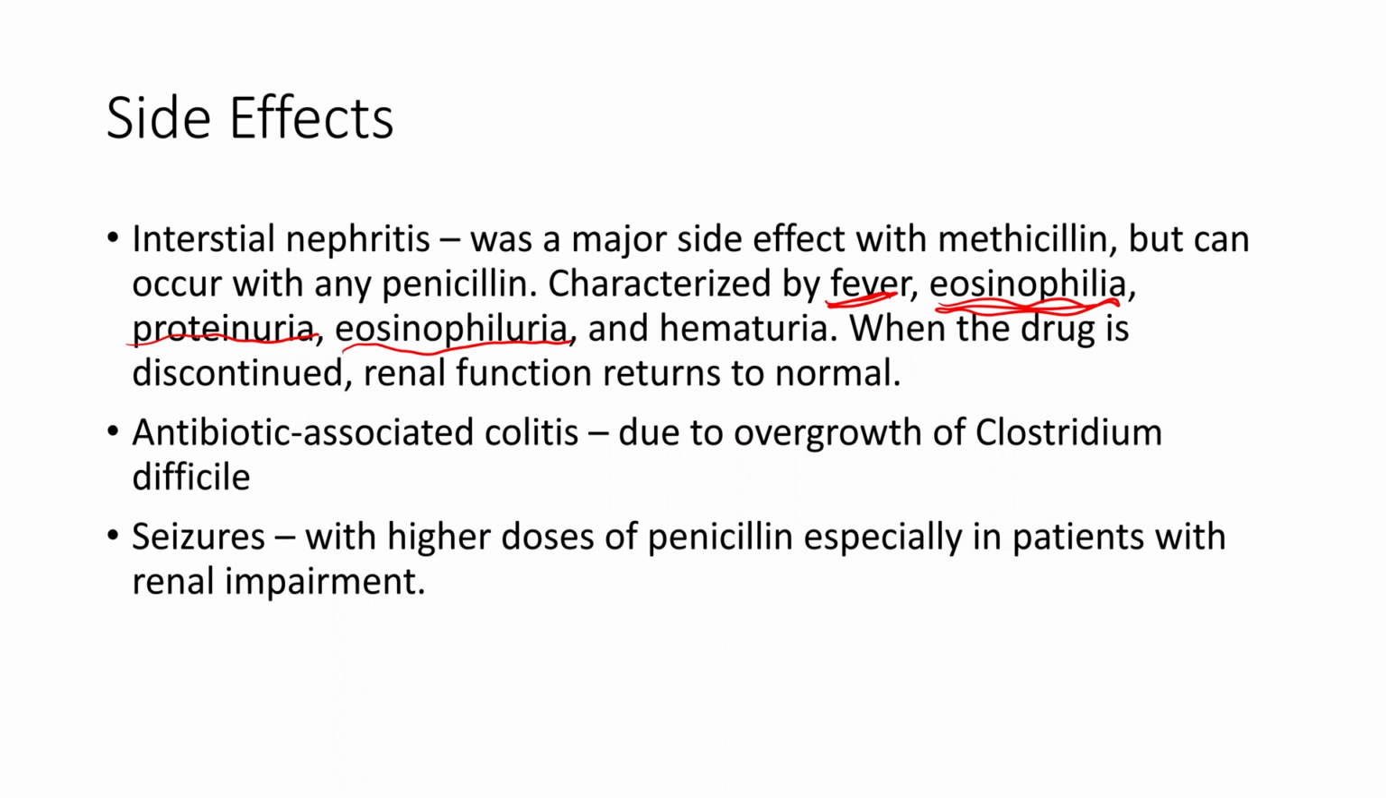Then it can produce antibiotic-associated colitis, famously known as pseudomembranous colitis, produced by Clostridium difficile. What happens is when you take penicillins, normal flora are killed. Clostridium difficile, which is antibiotic resistant, will overgrow. They produce a cytotoxin that produces diarrhea and pseudomembrane formation, pseudomembranous colitis. So that is antibiotic-associated colitis. So that's one more side effect.